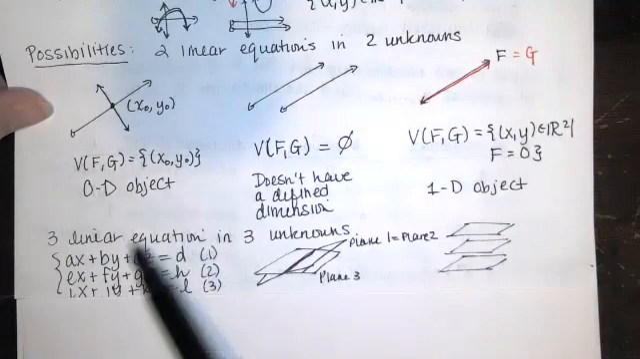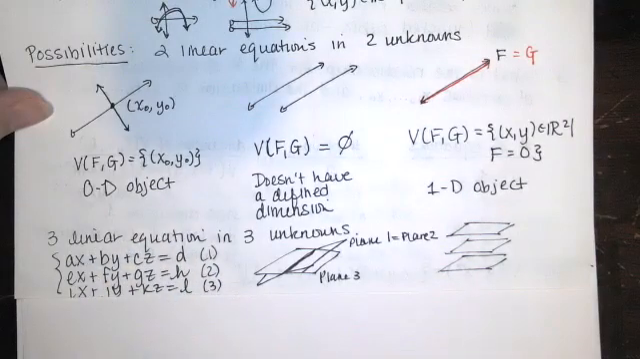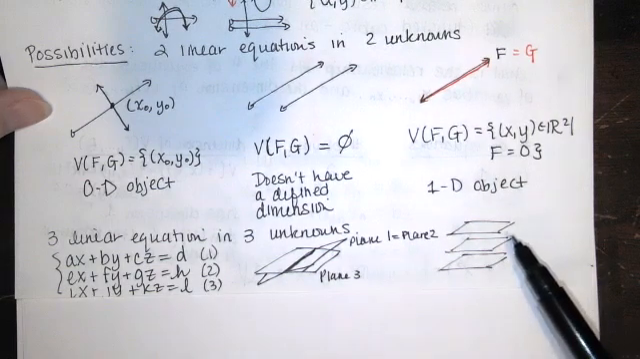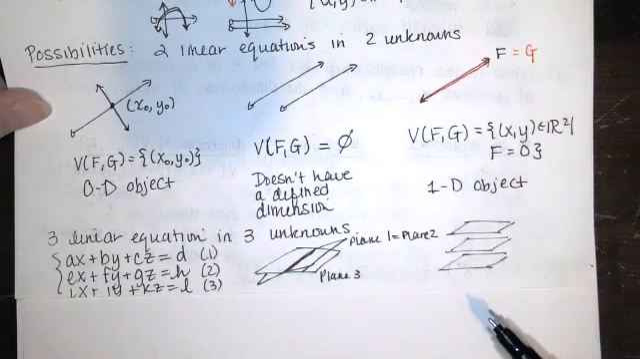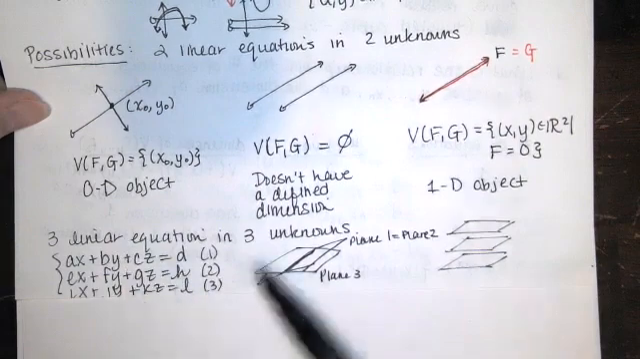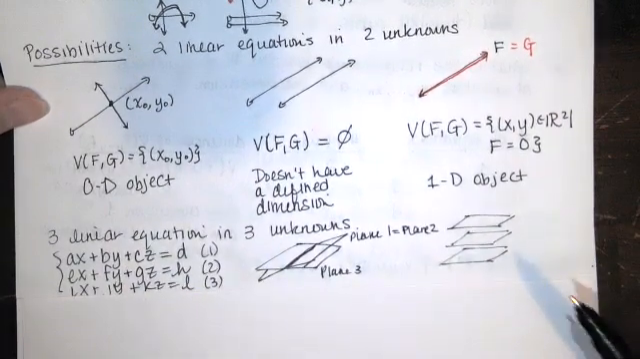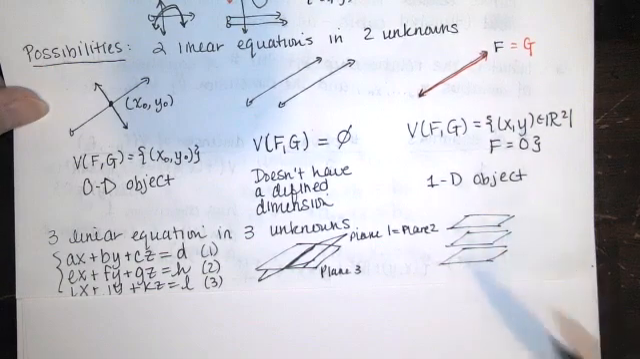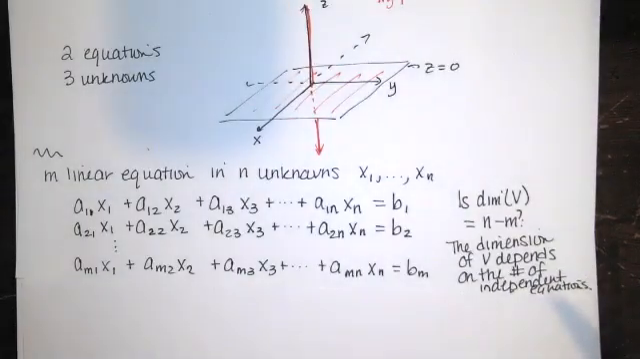Or if you have 3 equations that don't have anything in common, except for maybe that they all represent parallel planes, there's no way for all 3 of them to be satisfied at the same time. So the solution set of that system of 3 equations and 3 unknowns is the empty set.